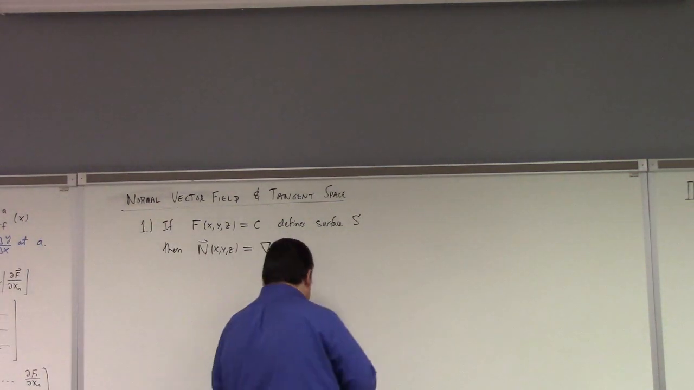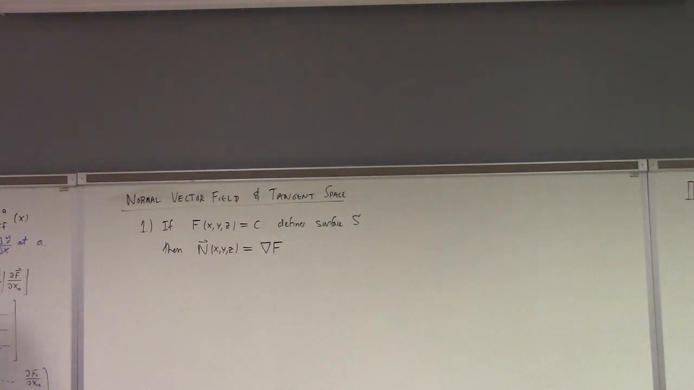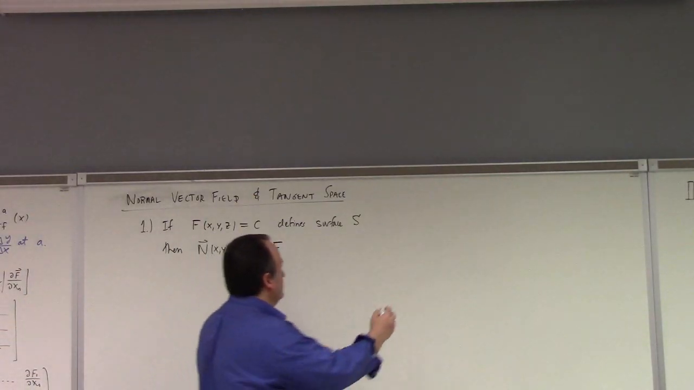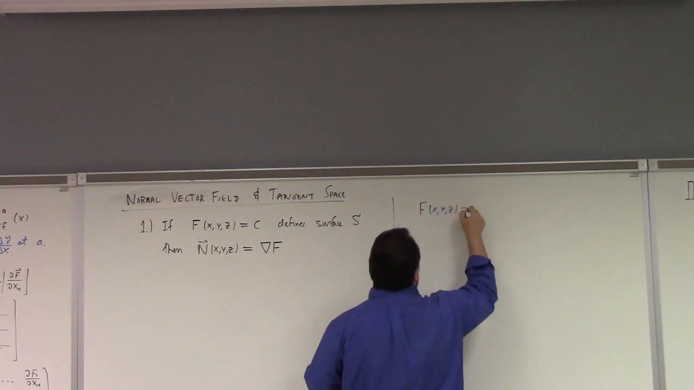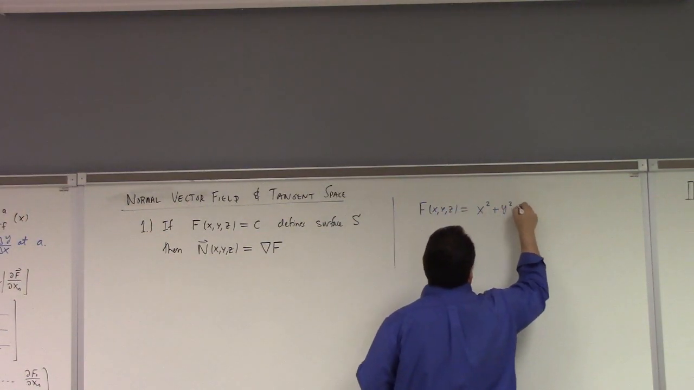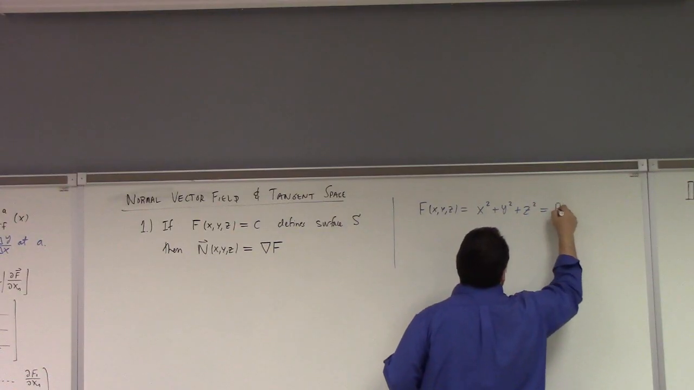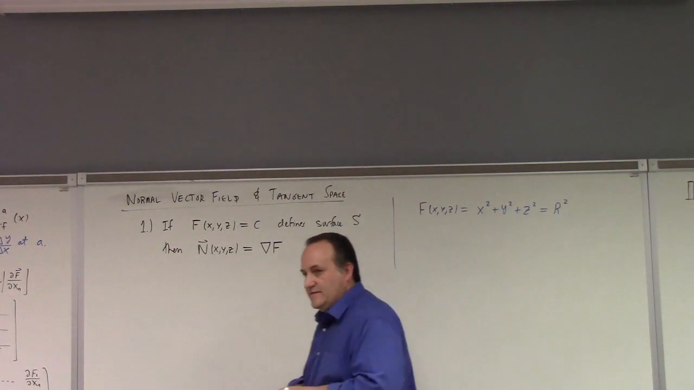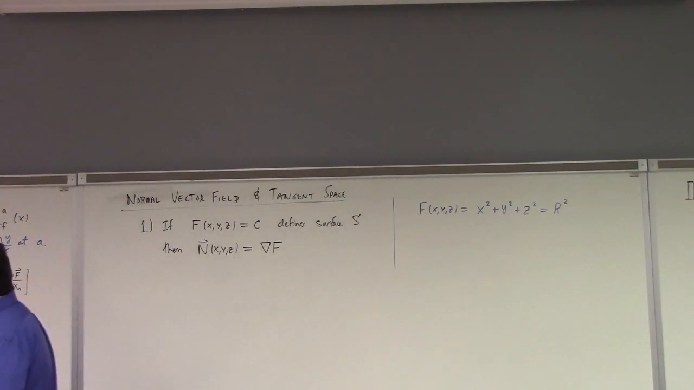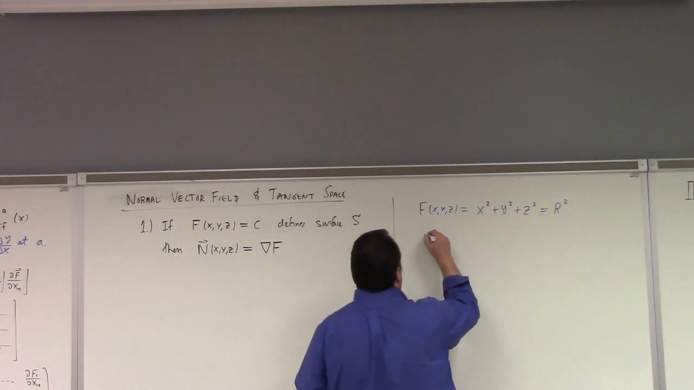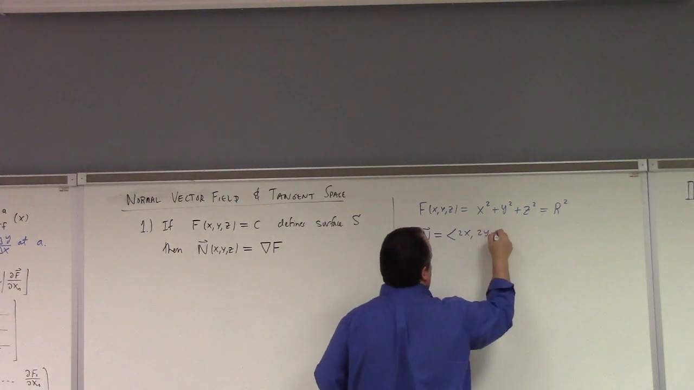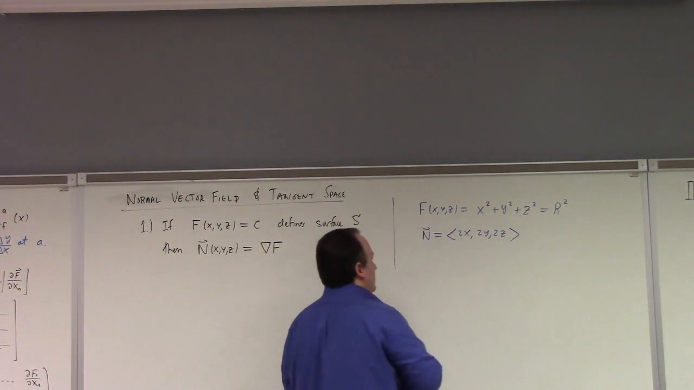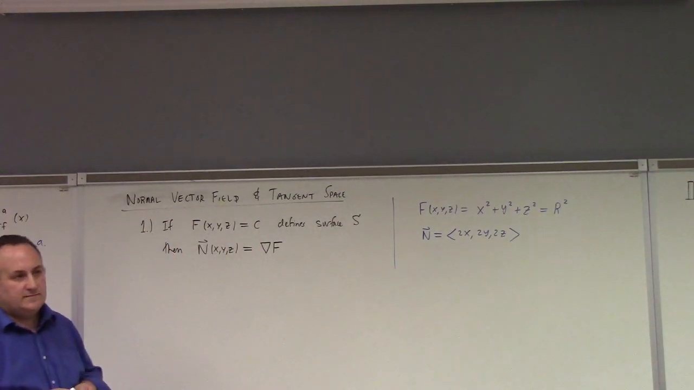Example. So if I have f of x, y, z equal to x squared plus y squared plus z squared, and let's suppose that it's equal to r squared because, well, that's an interesting example, right? That's the sphere of radius r centered at the origin. Then the normal vector field to that, one of the ones we could use, would just be 2x, 2y, 2z. Now, that's not a unit normal, right?